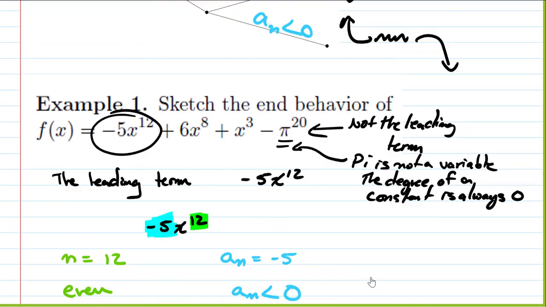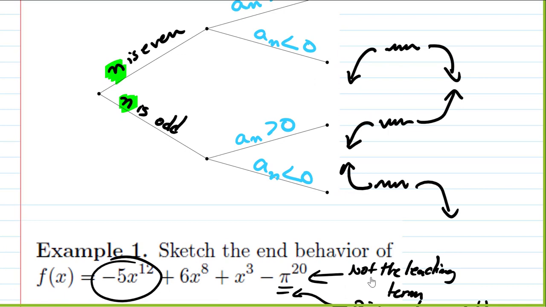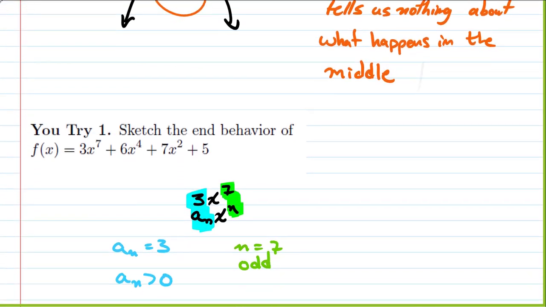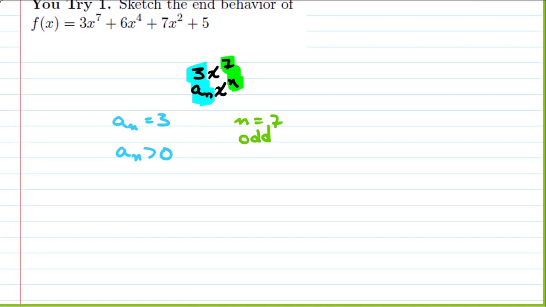So we go look at our chart. If n is odd, we're going to go down, and if a sub n is positive, that means we're going to go up. So the end behavior of our graph is going to be it starts down and it ends up. So then based on what we have, we're going to start down. We don't know what happens in the middle, and it's going to end up.